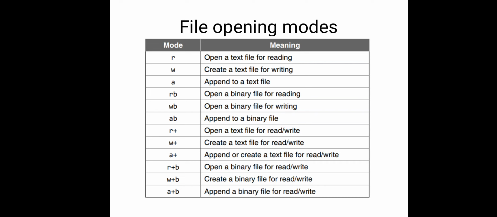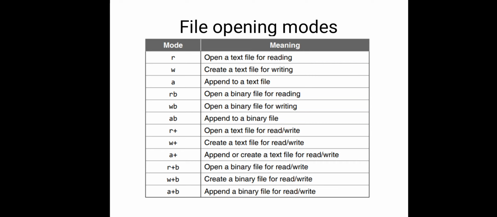The next three combinations are for binary files: rb, wb and ab, that is read binary, write binary and append binary. Next are r+, w+ and a+. r+ opens a text file for both read and write. w+ creates a text file for read and write; if the file does not exist, it will create the file for read and write. And a+ appends or creates a file for read and write, so all three operations can be done when we use a+.